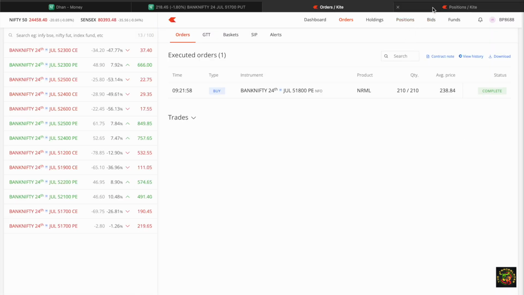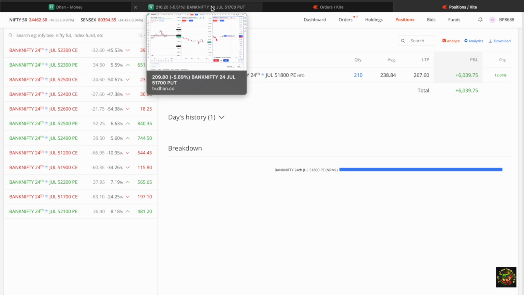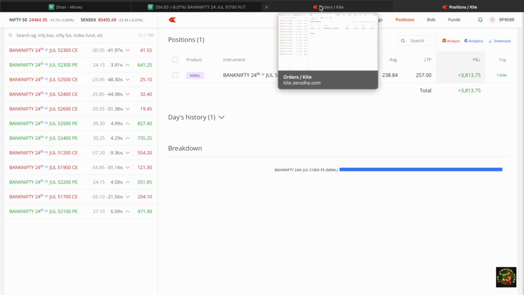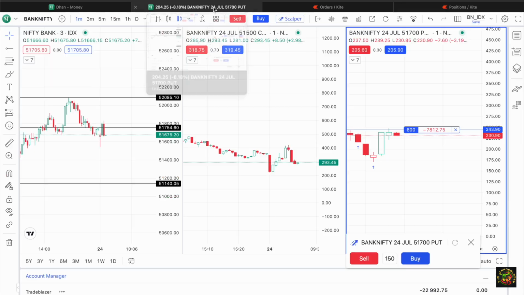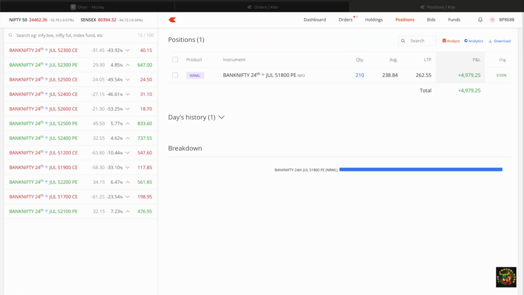Hello everyone. I have bought 210 quantity of 51,800 PE, and I did the same trade in Dhan as well. Both are running. There are two things for today, guys. The market is moving very wildly, and 40 or even 50 points of SL is nothing actually. You are right now seeing a big loss in Dhan also. I'm actually ready for that.